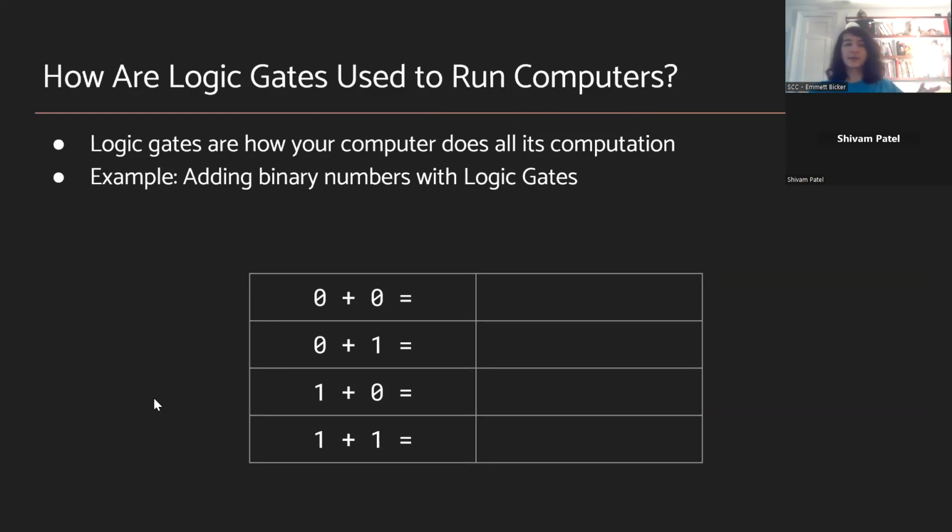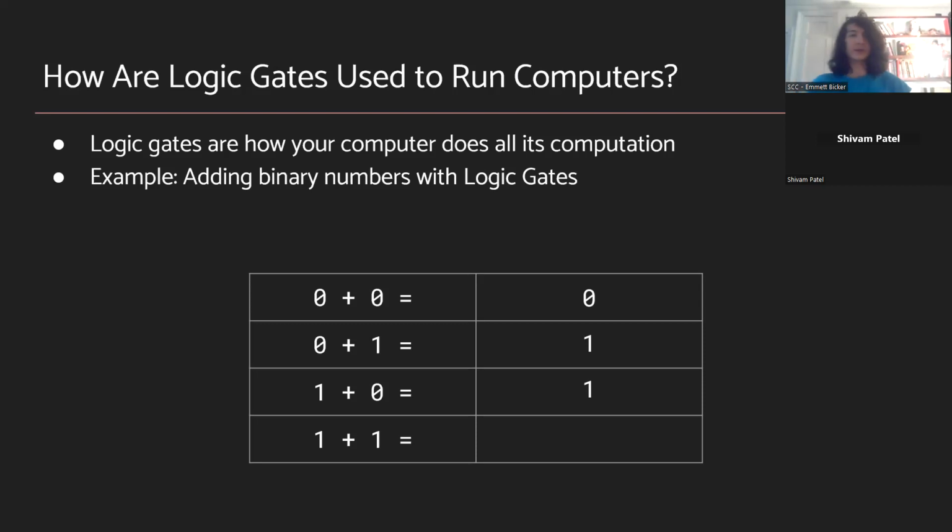So I've made these logic gates, but why am I making the logic gates? How do they actually help me run my computer? So I'm going to make an example where I'm going to be adding two numbers with logic gates. So 0 plus 0 is 0. I'm not going to bother you with the trivial math of 0 plus 0. 0 plus 1 is 1. 1 plus 0 is 0.